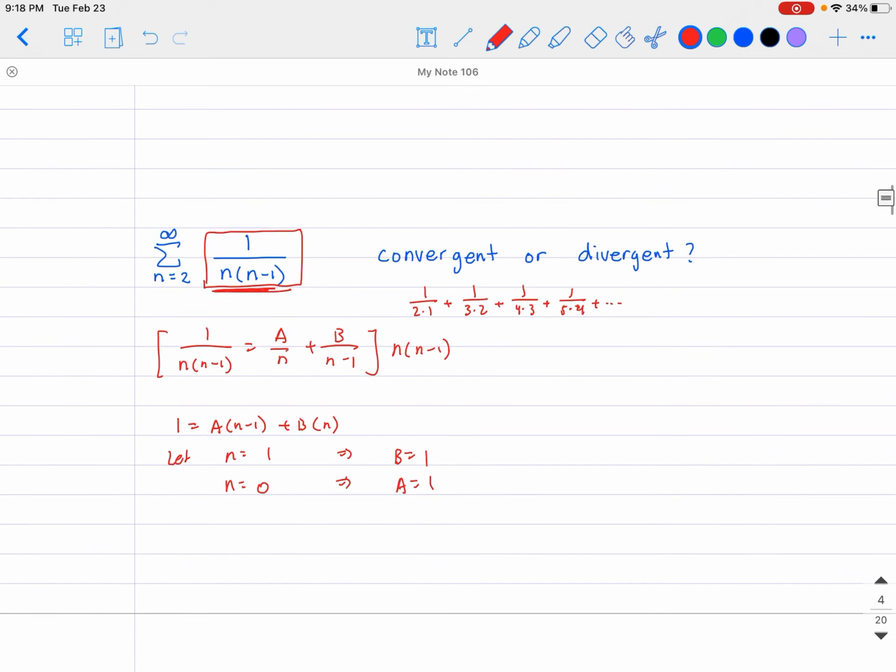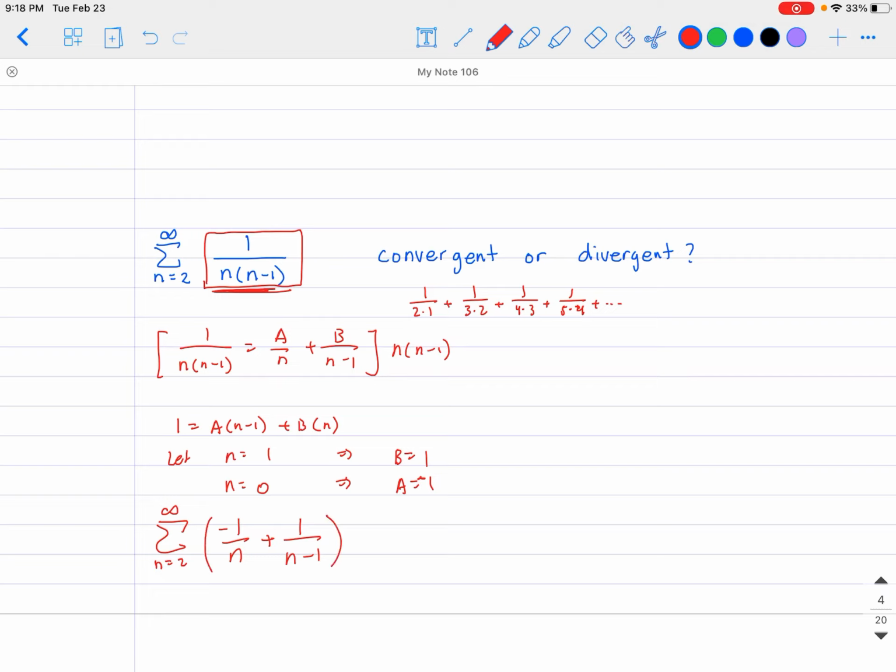So what we have comes out to be the following. The summation of n equals 2 all the way to infinity of 1 over n minus, let's see, oh, I'm sorry, I messed up in this case. If n is equal to 0, then that means that A is equal to -1. I apologize for that one. So what we actually have is -1 over n, and then plus 1 over n minus 1.